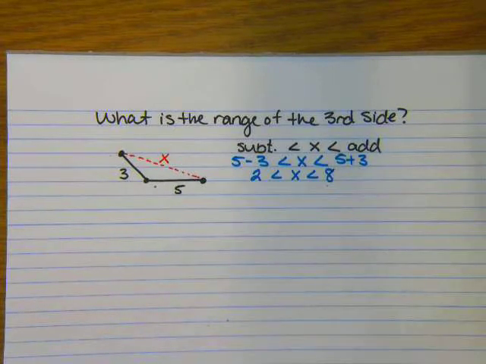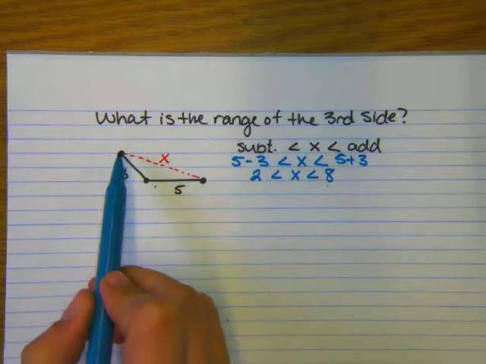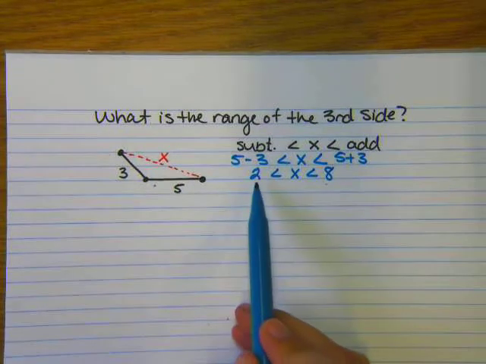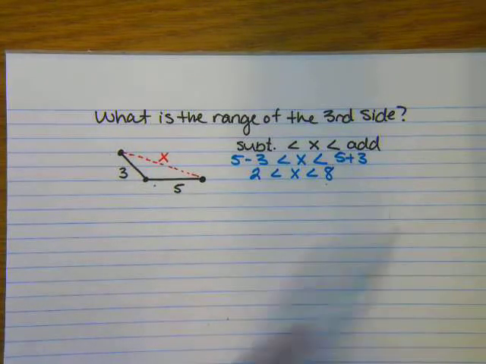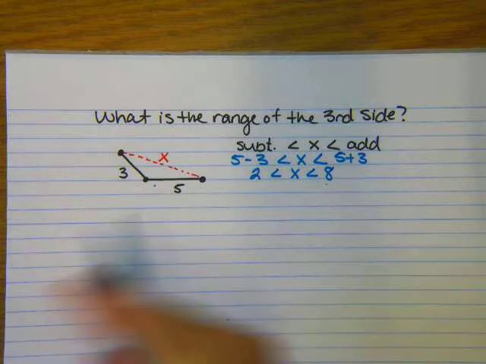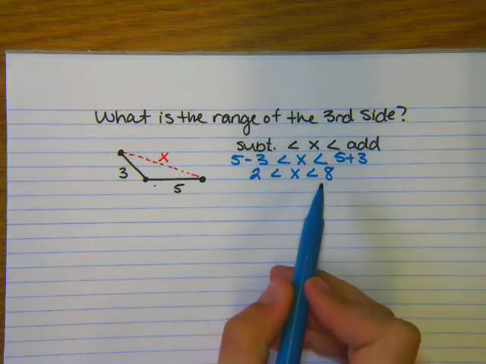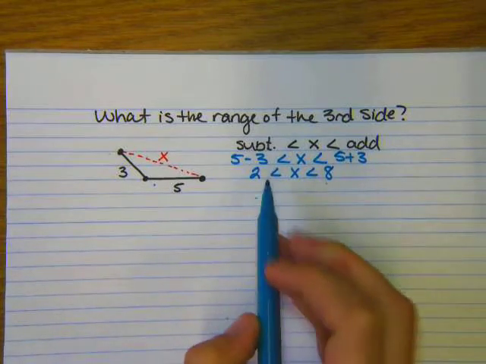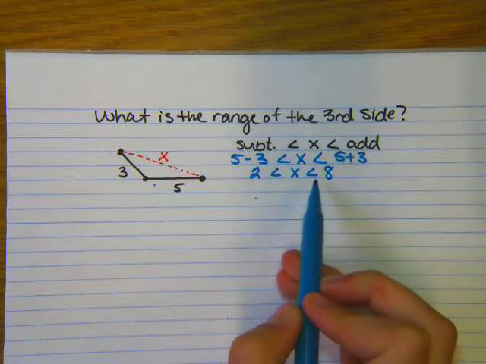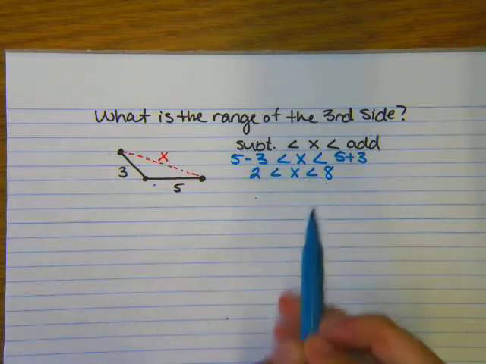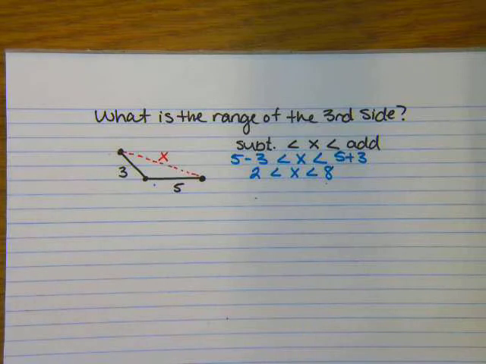So my possible range of x values, so the possible size, is anywhere basically between 2 and 8. It has to be greater than 2 and it has to be less than 8. And note, it's not less than or equal to here. It has to be greater than 2 and less than 8.